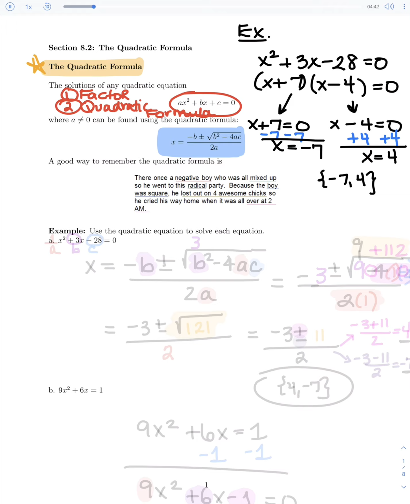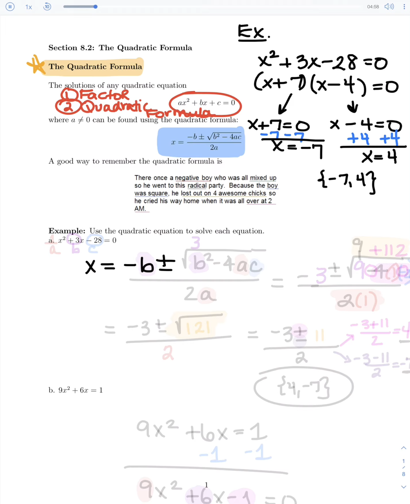So let's redo this first example that I did using the quadratic formula. Notice the quadratic formula starts out with x, because we're solving for x in our equation, is negative b plus or minus.